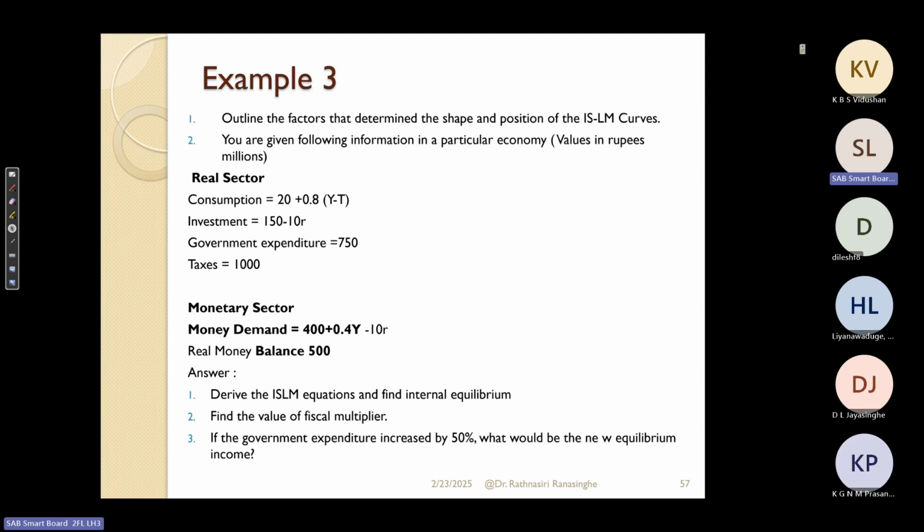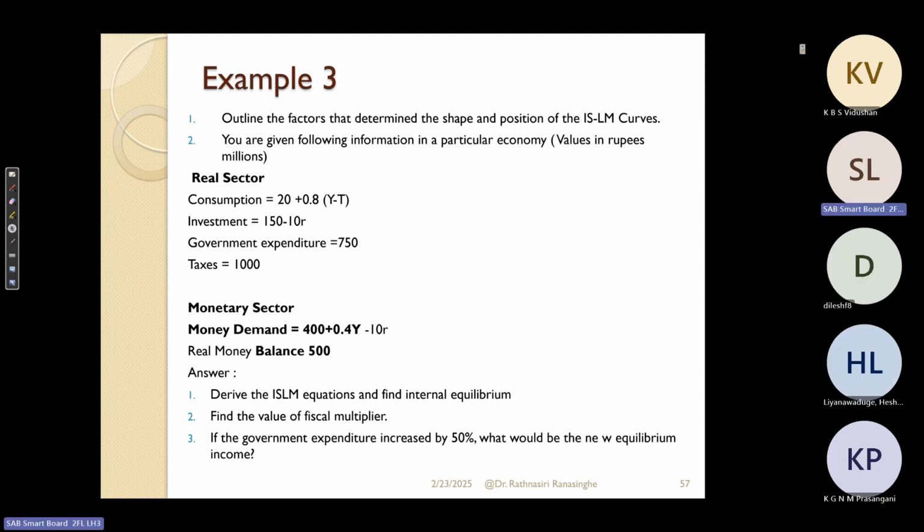You can multiply, right? If government expenditure increased by 50%, what would be the new equilibrium? Based on the multiplier, you can explain. The multiplier is delta Y over delta G. Once you calculate the multiplier, if there is a 50% increase, how much is the government expenditure?